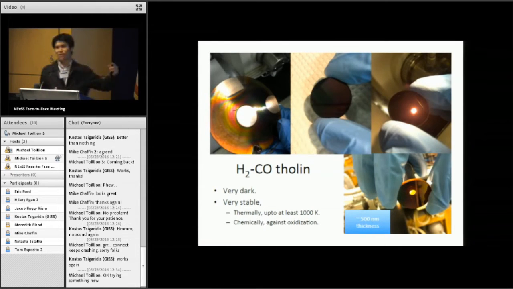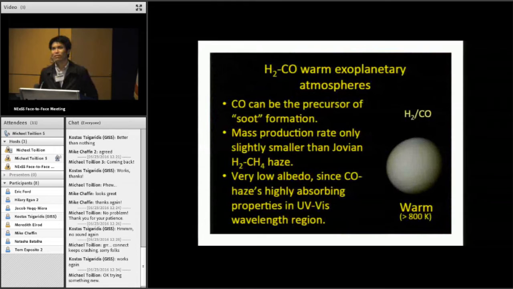So it's very dark, and the optical constant is around one. And it's very, very stable. You can't clean it up. Burn it, no. Oxidize it, no. So this kind of material could be present in hot Jupiters. The message is that warm exoplanet atmospheres could be very dark in UV-visible albedo, which seems consistent with the current observations.